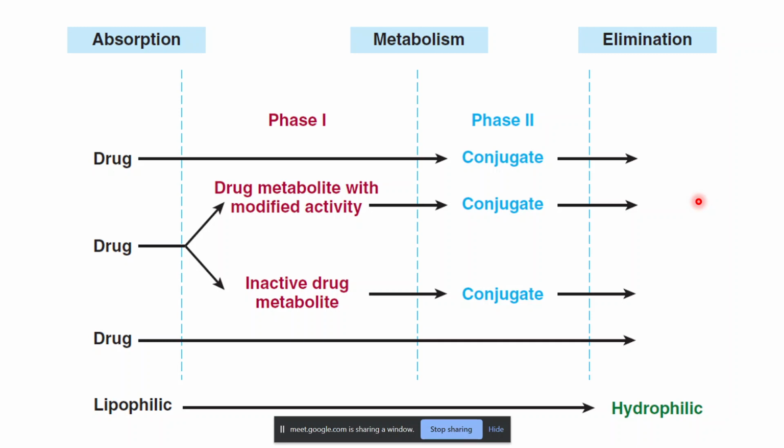So there are two categories of reactions, reactions of phase 1 and phase 2. Phase 1 reactions are oxidation, amination, and sulfuration. So they will lead to the addition of hydroxy, amino, or sulfur groups, and often the metabolites of these reactions are inactive.